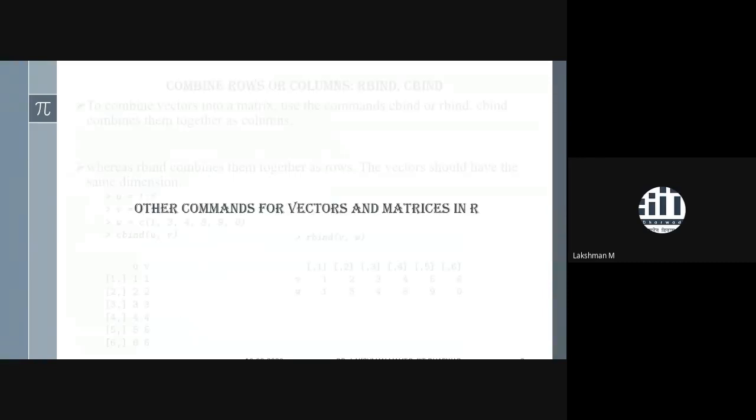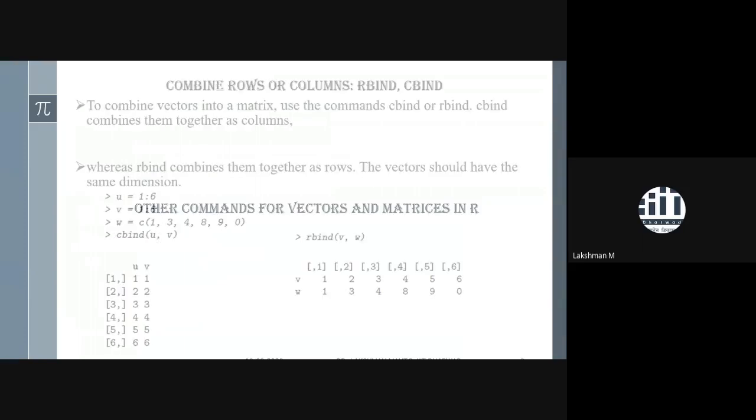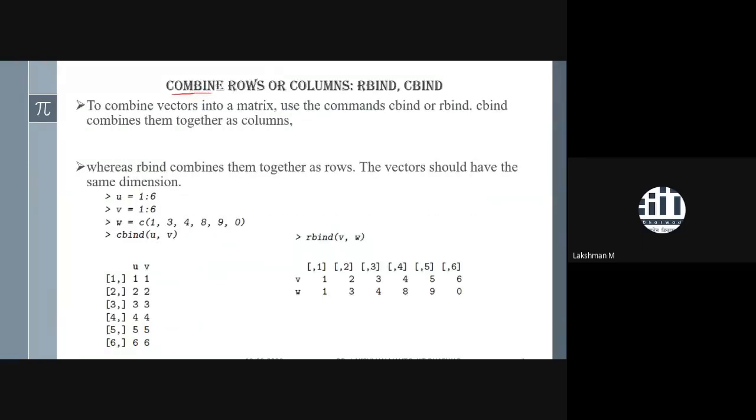Among the other commands, I will discuss combining rows and combining columns. Using cbind you can combine any two columns, and if you combine two columns, you will get a matrix like this. The vector u has 6 entries, and v has 6 entries. If you want to combine these two row wise, you can use rbind. It will give a 2 by 6 matrix.